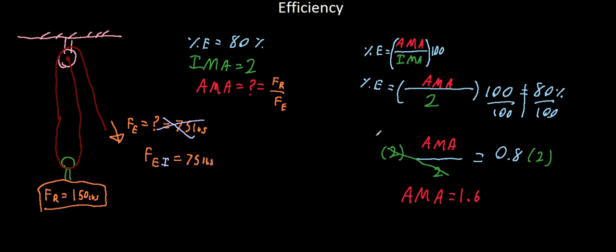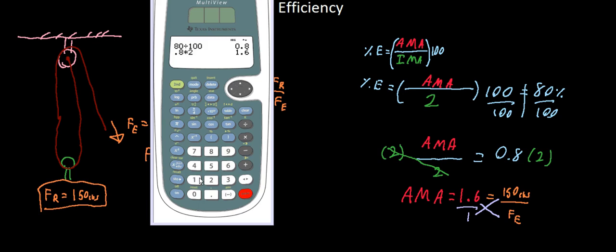Then we also know that AMA equals FR over FE, so we can set 1.6 equal to FR over FE. We know FR is 150 pounds. And we don't know FE. That's kind of the whole point here. To solve, I can put 1.6 over 1 and cross multiply and divide. Or I could just do simple algebra, but I'm going to do it this way because it's a little bit faster. We do 1 times 150 divided by 1.6. So we type this into our calculator. 1 times 150 is just 150. Then we divide that by our last answer, which is 1.6.